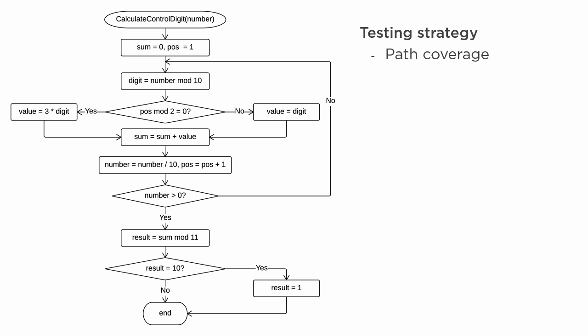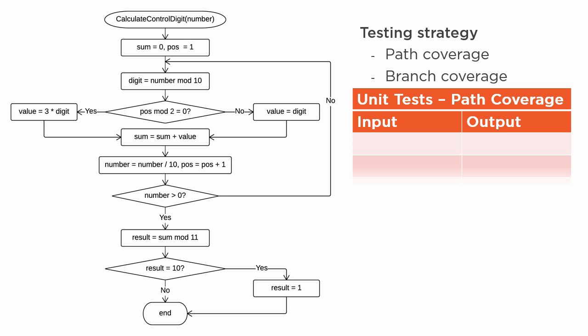A similar strategy is branch covering. In that strategy, we attempt to cover all branches. The number of tests is then typically lower than the cyclomatic number of the algorithm. So let's see what numbers could be passed through the algorithm to cover all paths.